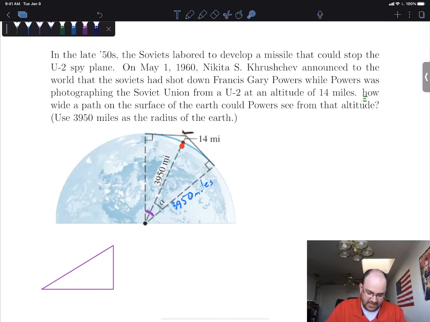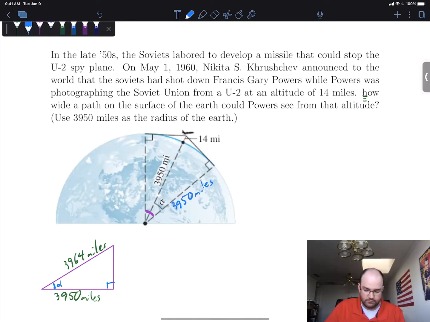Now, this is the hypotenuse, if this is the right angle. If that's the hypotenuse, that's 3,950 plus 14, which would give us 3,964 miles. And this side right here would be 3,950. And what we want to figure out is, what is this angle alpha?